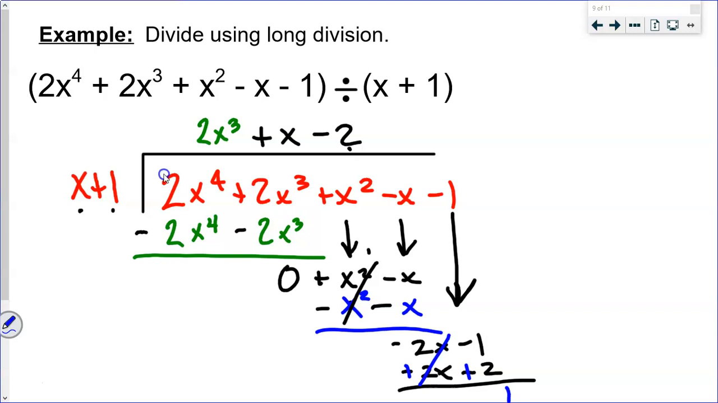Now, x doesn't go into 1, does it? So this is our remainder. Now, what we do with our remainder is we say plus, and we do 1 over what we divided by, our divisor. So that's x plus 1. So this is the way we write this answer, okay, guys?